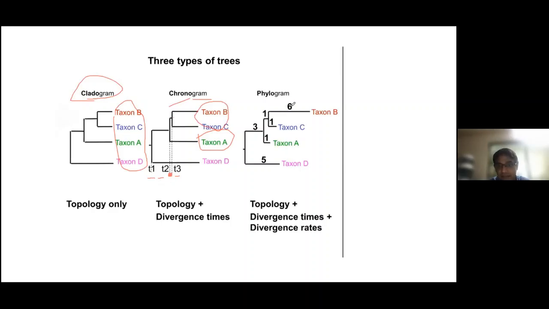For example, for taxon B, there are 6 substitution changes here. One change happens here, and for taxon B, 5 changes from the root happen here, and 3 changes happen here, and after that they diverge into 2 groups. So you have the topology, the divergence time, and the divergence rate.